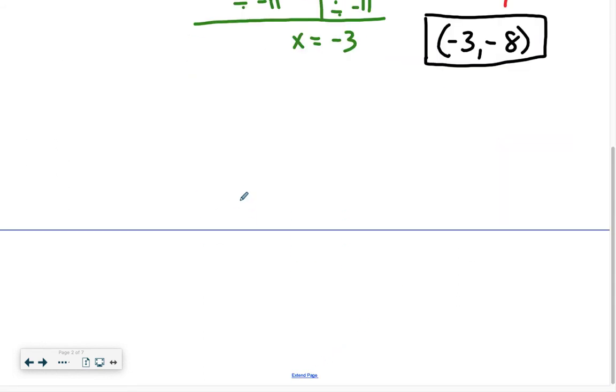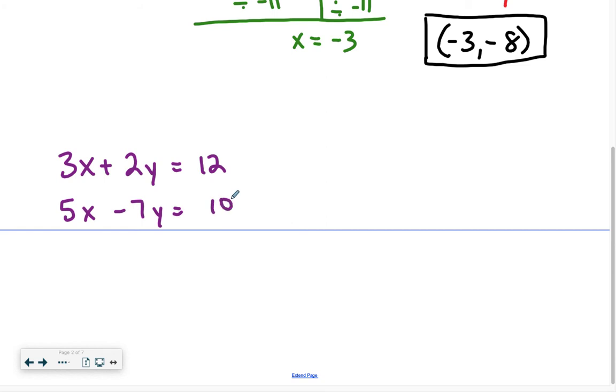Let's say, I'm just going to make up a problem right now, okay? Let's say I have 3x plus 2y equals 12, and I have 5x minus 7y equals 10. Okay, so I totally just made up those numbers, but I did it so I could show you guys something. So you can see 3 and 5, 3 doesn't go into 5, 5 doesn't go into 3, 2 doesn't go into 7, 7 doesn't go into 2.